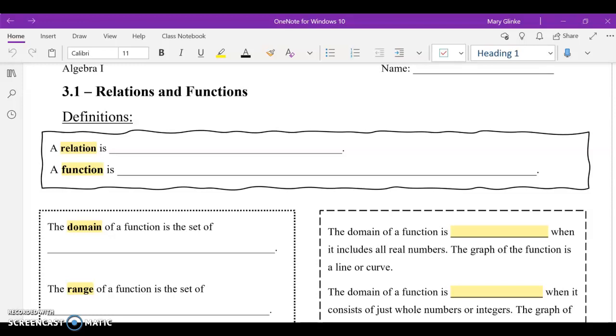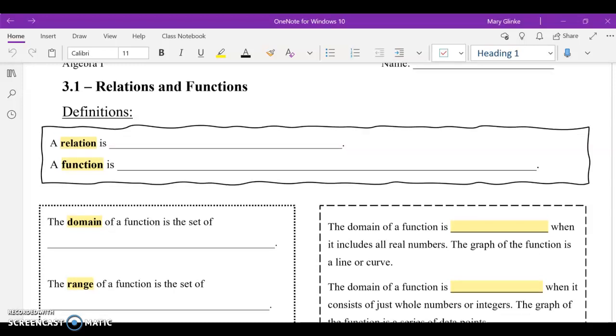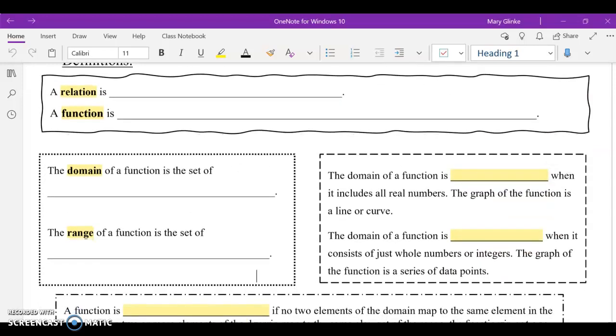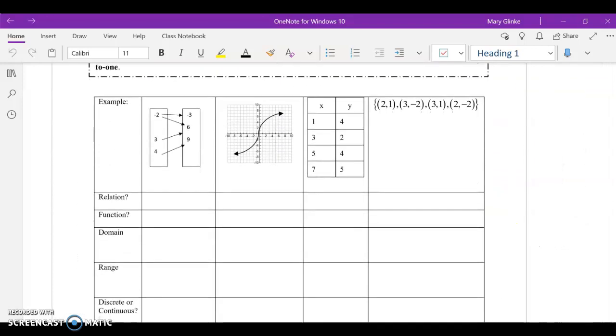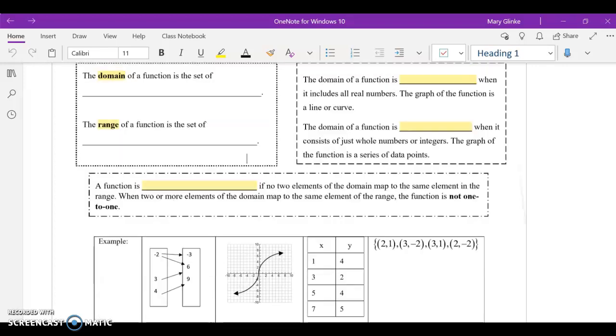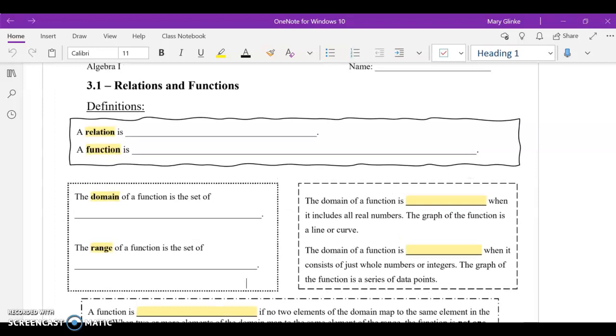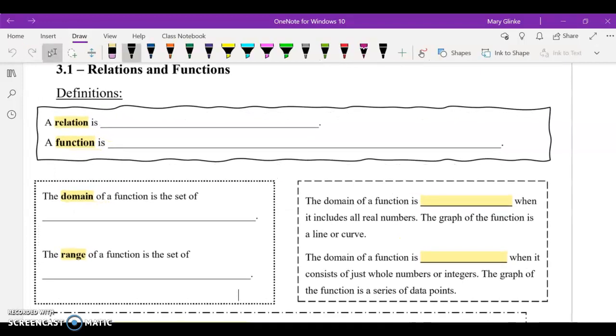Hello, today we're going to be learning about relations and functions. So we're going to do a bunch of vocabulary to set ourselves up well for this unit. After we learn about a couple vocabulary words, we're going to pause and go down below and try to answer a couple of questions based off of those new terms. So the first two new terms are going to be relation and function.